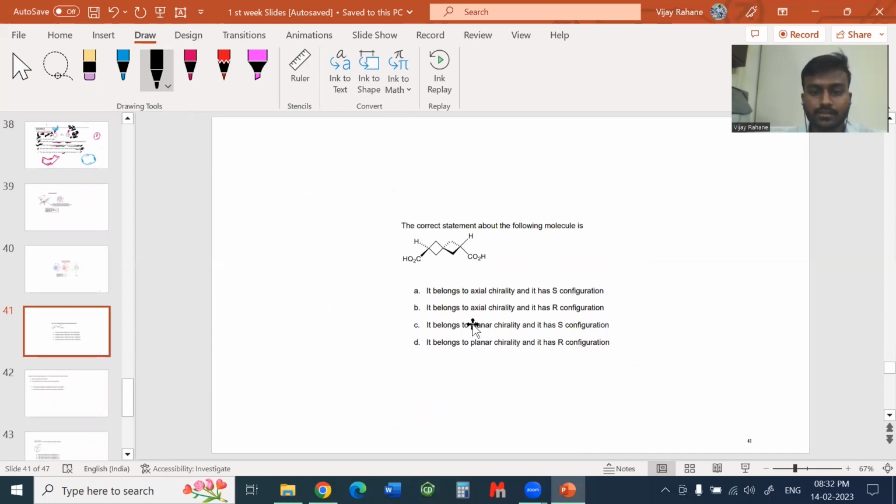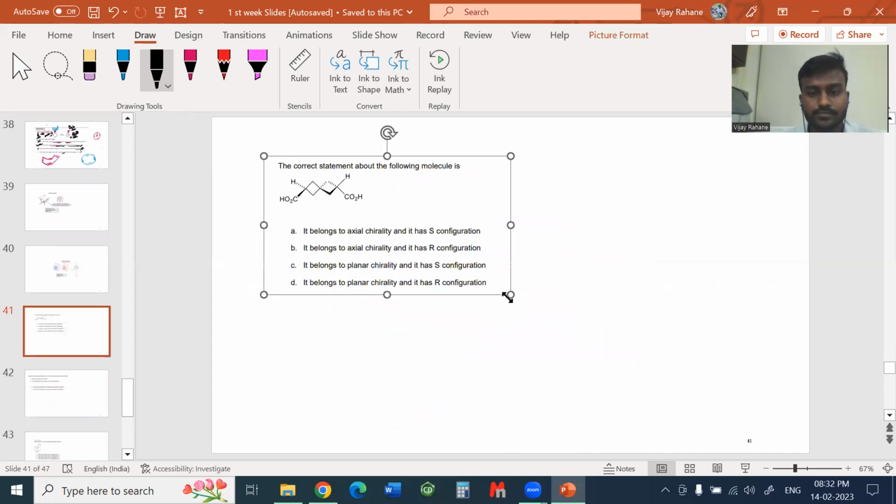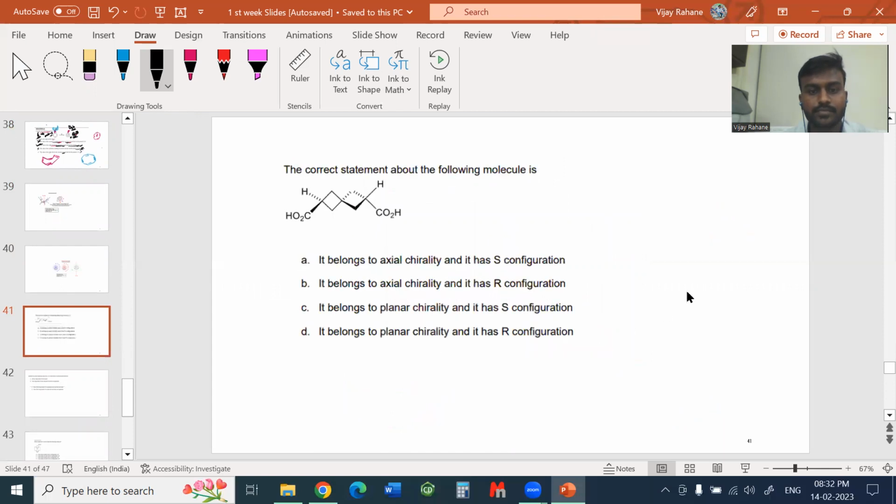So here is one question. The correct statement about the following molecule is: it belongs to axial chirality and it has the S configuration. So for this question, we need the options given. It belongs to axial chirality and it has the S configuration.